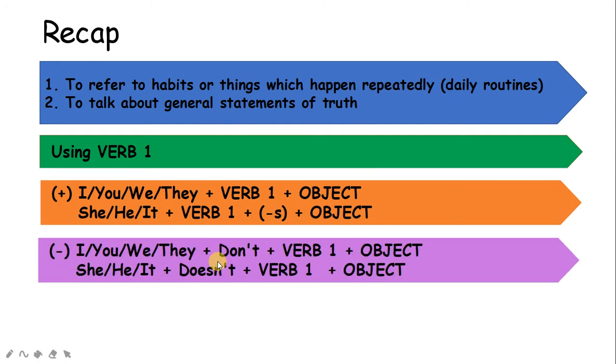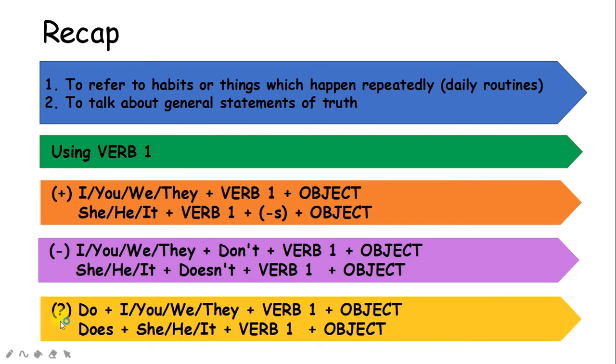For the negative, you have to remember that we add don't and doesn't. The pattern is I, you, we, they followed by don't, verb, then object. She, he, or it followed by doesn't, verb 1, then object. And for the interrogative, do followed by I, you, we, or they followed by verb and object, while does followed by she, he, it followed by verb and then object.